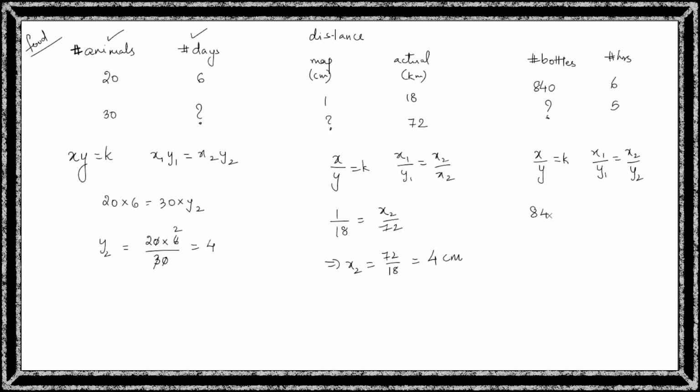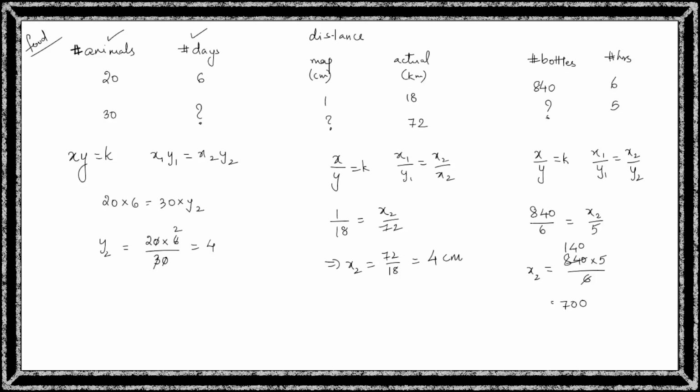So I have 840 by 6 is equal to x2 by 5, implies x2 is equal to 840 into 5 by 6, correct? So this will give you the answer, 700 bottles. So the machine is going to fill 700 bottles in 5 hours. That's your answer. Next, let us take one last question.